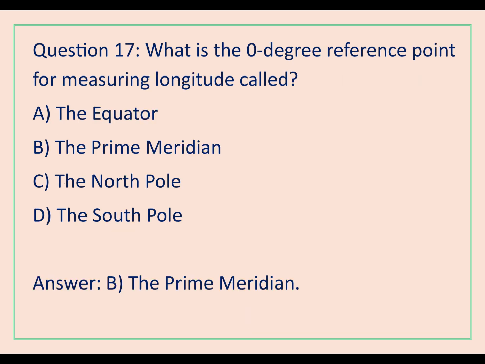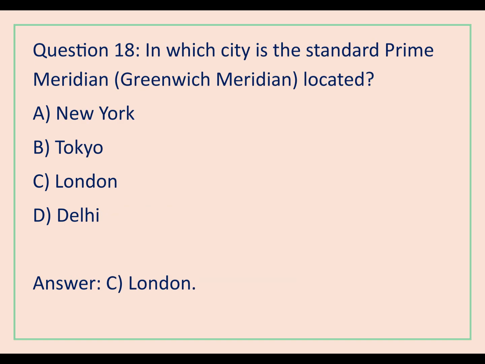Question 17. What is the 0-degree reference point for measuring longitude called? A. The equator. B. The prime meridian. C. The North Pole. D. The South Pole. Answer. B. The prime meridian.